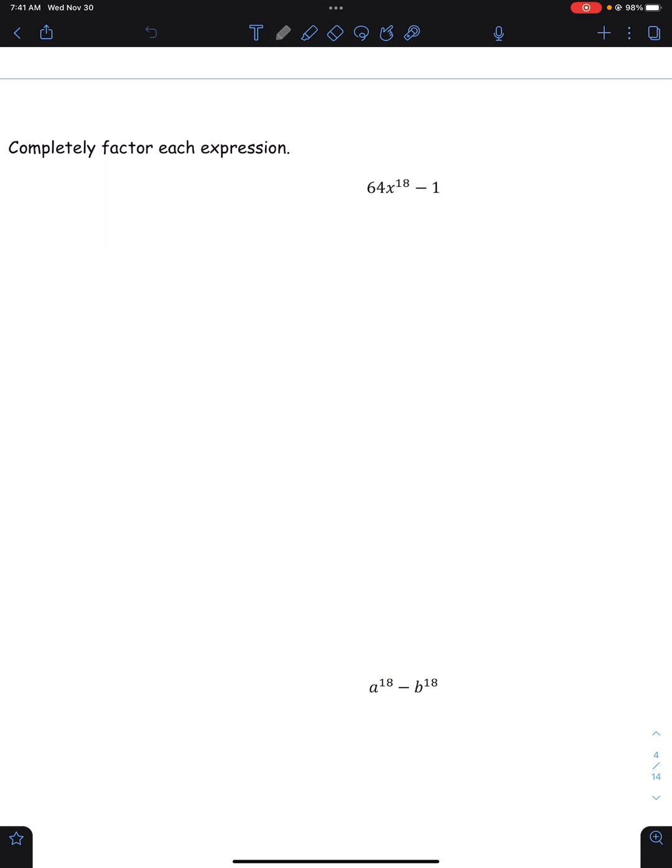So looking at the next page, I think this is more difficult to see. What is different about this question than every other question we've done? If I want to completely factor this expression, this is a tough one to see.